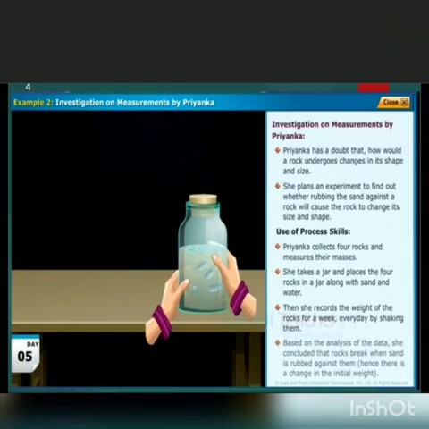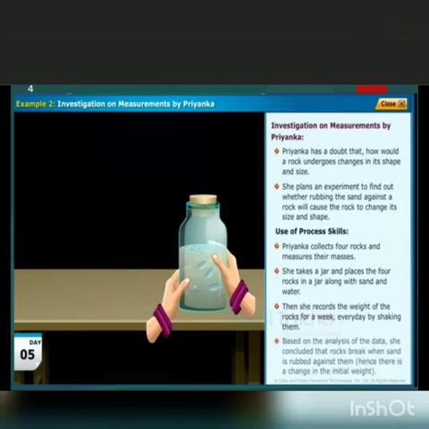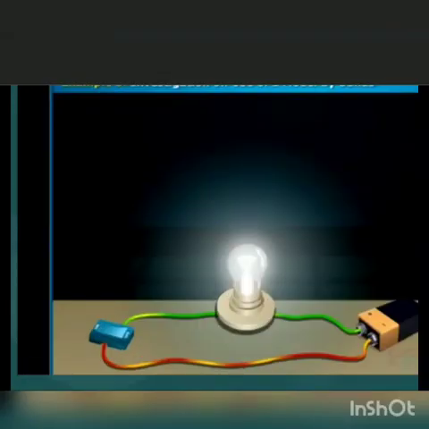Then she records the weight of the rocks for a week, every day, after shaking them. Based on the analysis of the data, Priyanka concluded that rocks break when sand is rubbed against them. Hence, there is a change in the initial weight. Priyanka uses the process skills measure, gather data, record data, display data and interpret data.